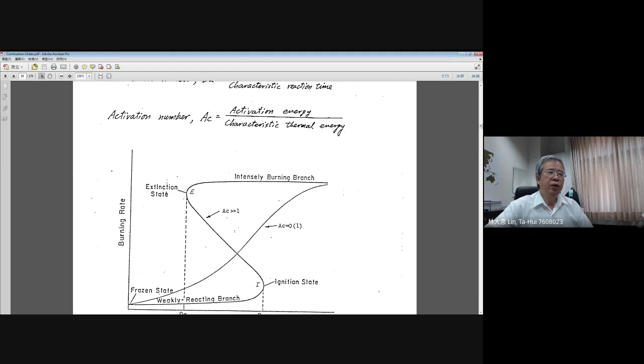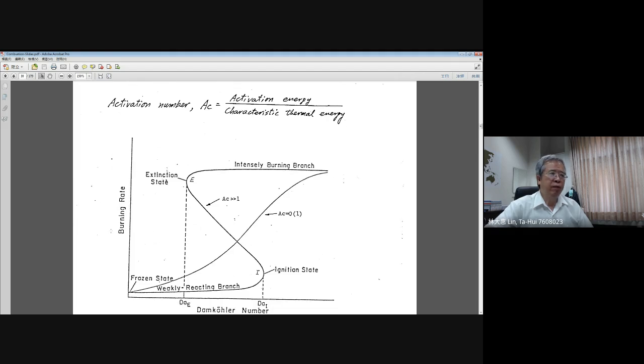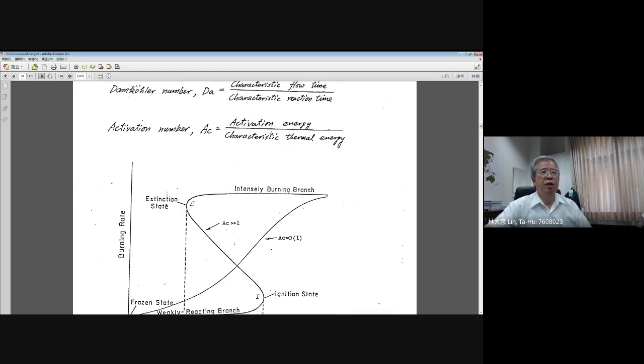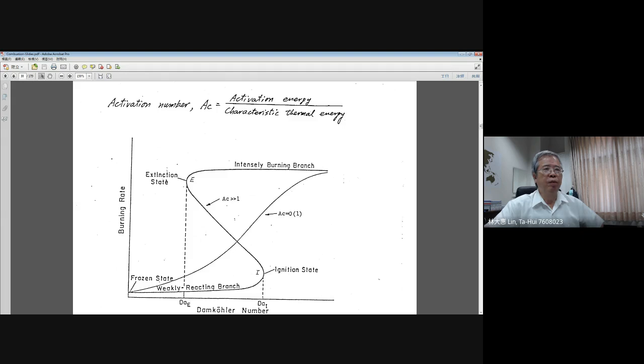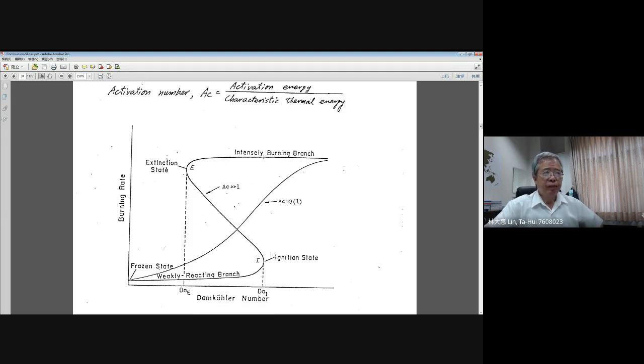Actually, the variation of burning rate influenced by the Damköhler number can be described by this monotonically increasing curve. This does not belong to the burning characteristic of a premixed flame. But for the S curve, they tell you the activation energy is a higher order than the heat of combustion. Then the ignition and the extinction behavior will be described by the so-called S curve. Now we pay attention to the physical phenomena on this S curve.